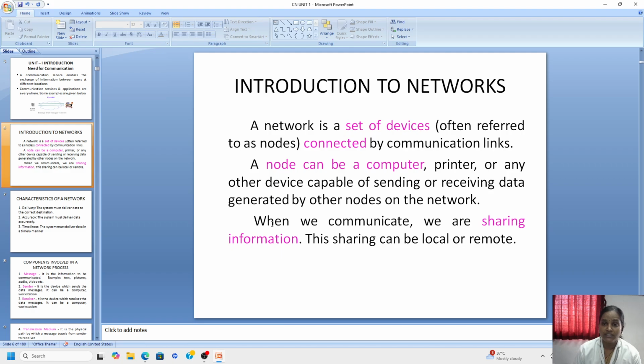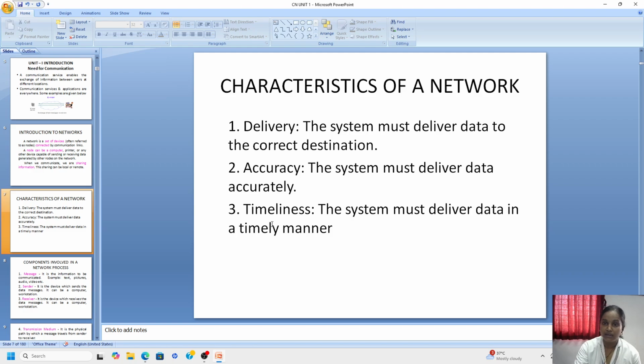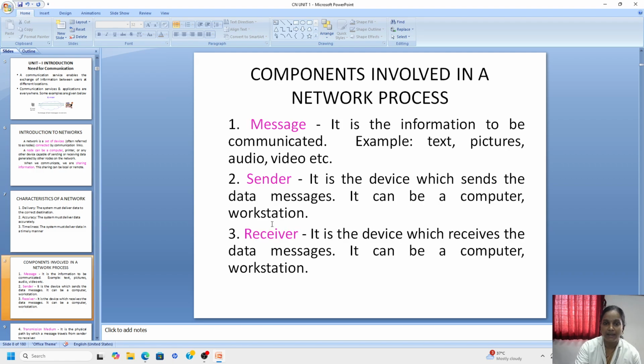So next topic is a network. A network is a set of devices that are all connected together and performing data communication. Here the nodes are called a computer, printer or any other devices enabled for sending and receiving data between the nodes. This category of communication is called sharing of information. This sharing can be done locally or remotely. These are all the characteristics of a network. The first characteristic is delivery, accuracy and timeliness.